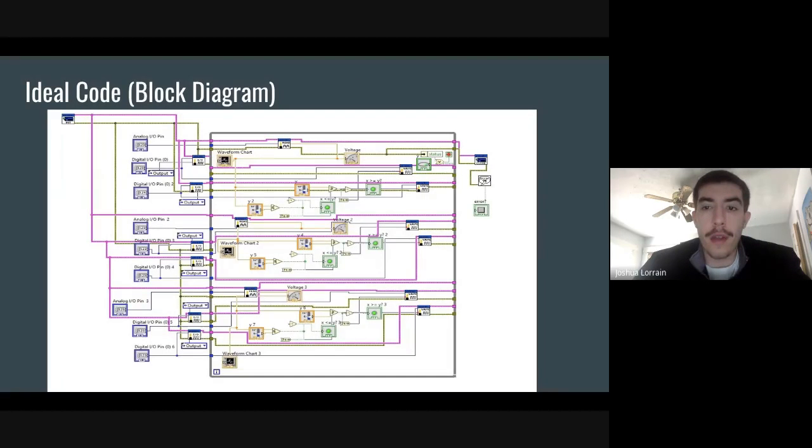This was the code for it. LabVIEW doesn't really utilize, it's not like C++ or Java, where you type in words and such. It's much more user friendly, and there's a bit of a learning curve, but I think it's easier to develop your skills with it.